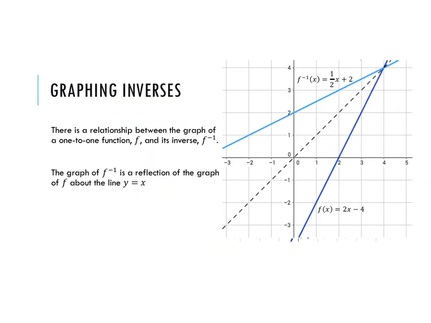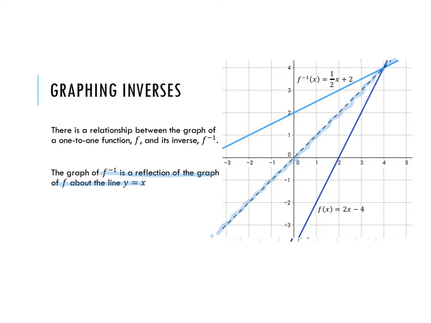So let's talk about graphing inverses. There is a relationship between the graph of a one-to-one function f and its inverse f inverse. First of all, the graph of f inverse is a reflection of the graph of f about the line y equals x. And we can illustrate this in the following picture.